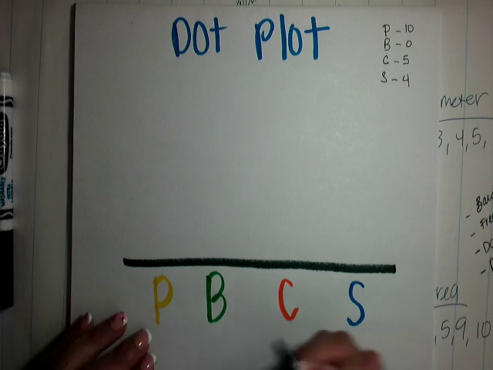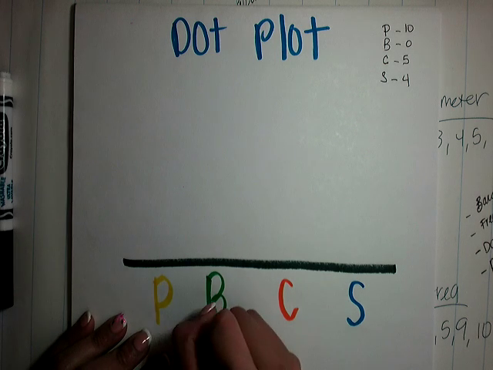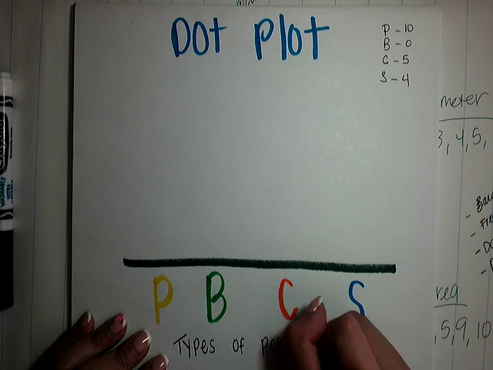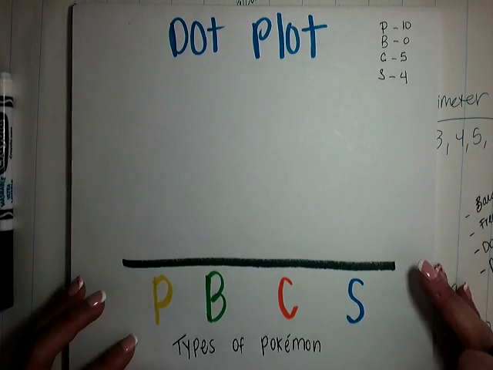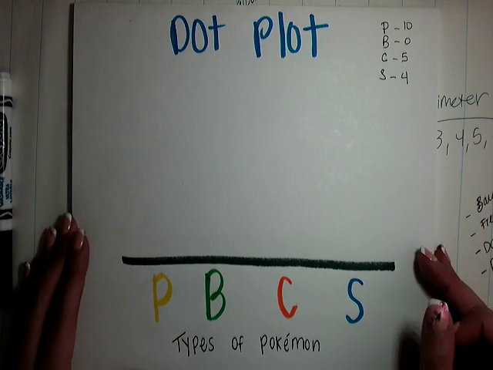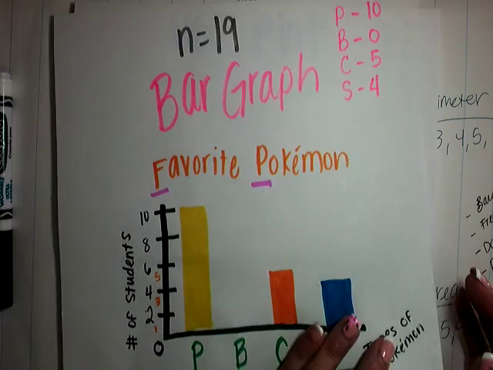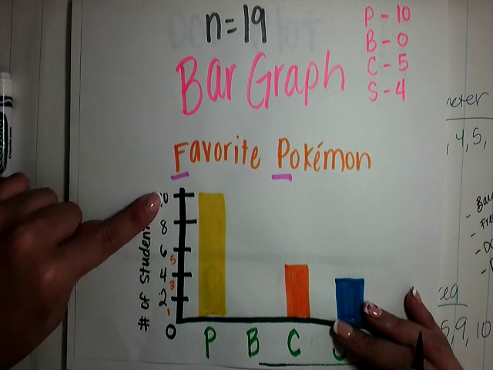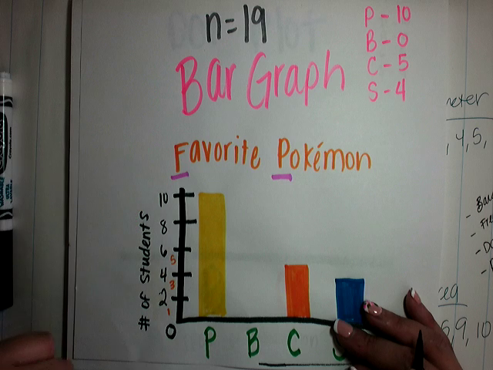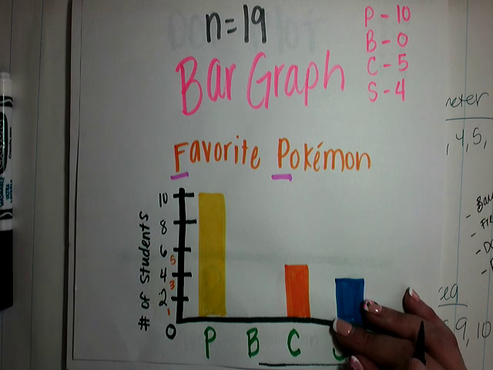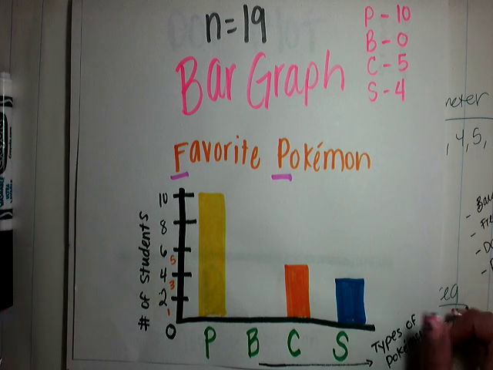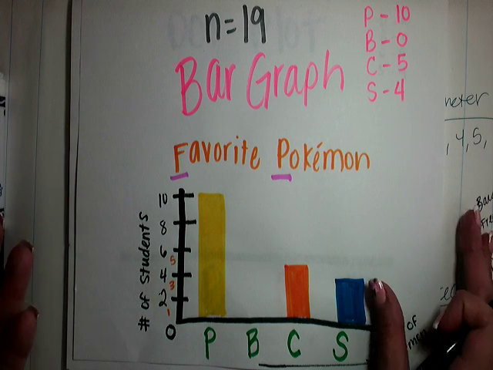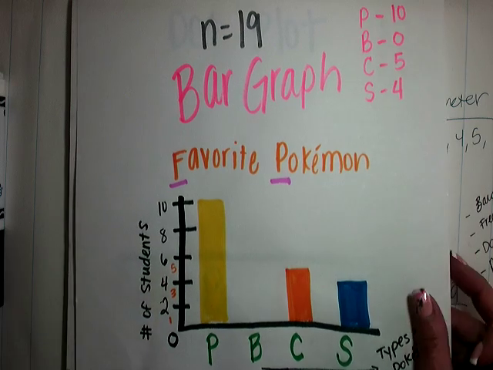So we're going to be doing the same title, types of Pokemon, okay? So here, the scale is a little different. If you remember on our bar graph, we had a scale here, and our scale counted by 2s. Your scale could count by 1, it could count by 3, it could count by 1,000, it can count by 1,000,000. It just depends on what your data is. It wouldn't make sense for us to count by 1,000,000 because we don't have 1,000,000 students in our class.